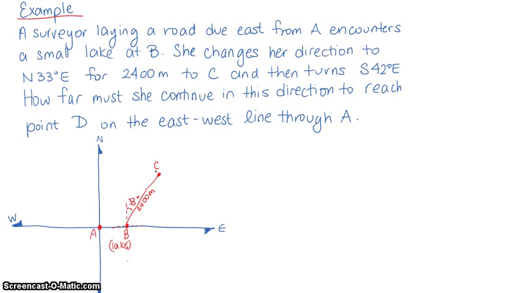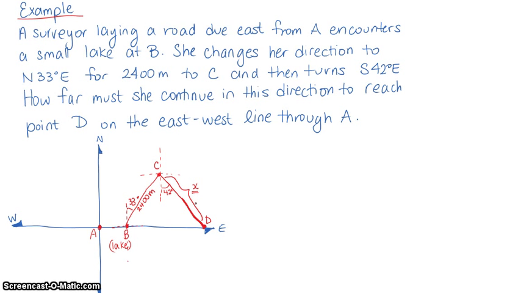She then turns south 42 east. So same idea. We're going to make a little grid so we can see which way we're going. From the south, we are going to go 42 degrees, so approximately there, to reach point D, which is on the east-west line through A. So she has to go all this distance all the way down here to this point, D. Now they want to know how long is this distance. So that's what we do not know. That's what we want to figure out.